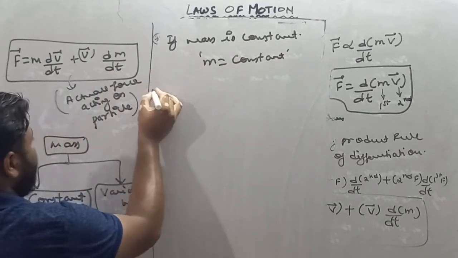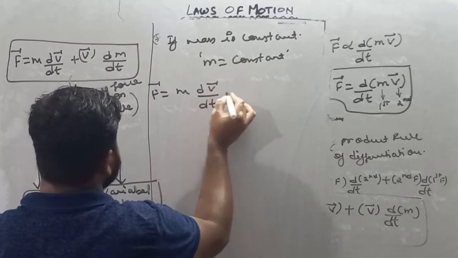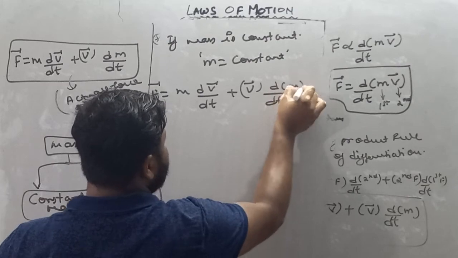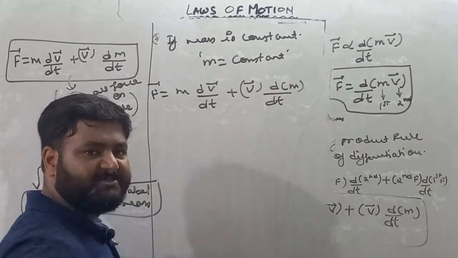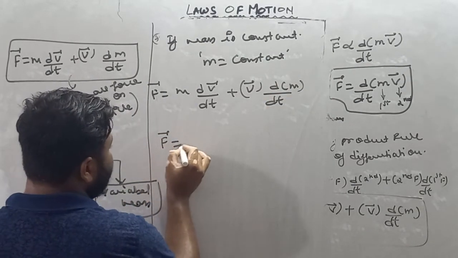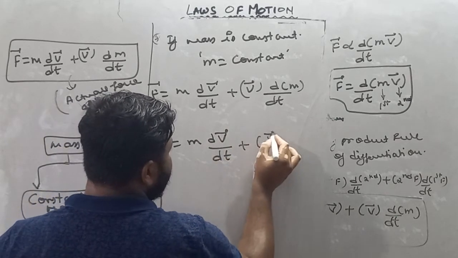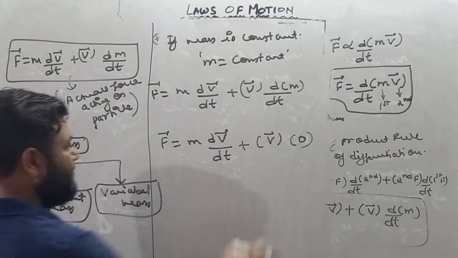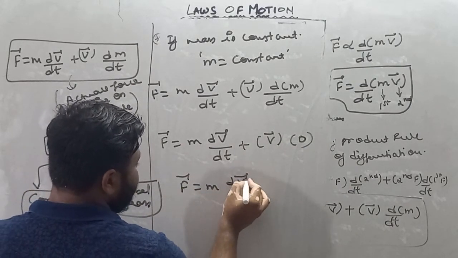So the value of force is m dv by dt plus v dm by dt. Now see, my dear student, mass is constant. So for a constant, differentiation must be equal to 0. So this becomes equal to 0. So F is equal to m dv by dt plus v, mass is constant, hence its differentiation is 0. So this becomes equal to 0. So F is equal to m dv by dt.